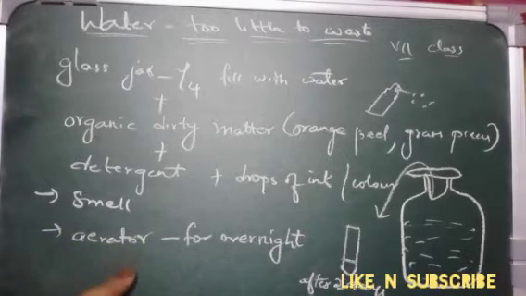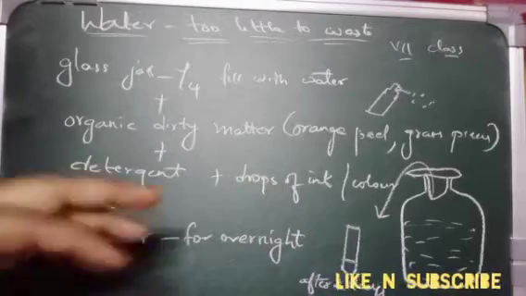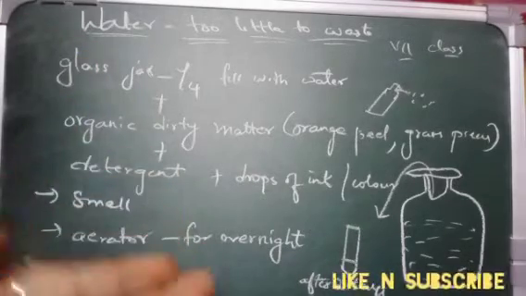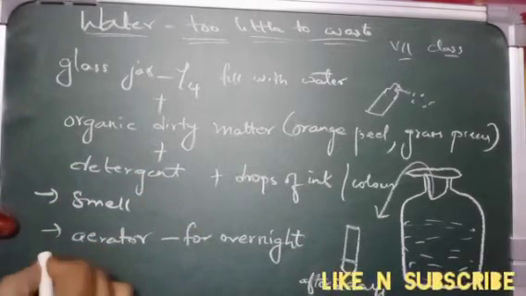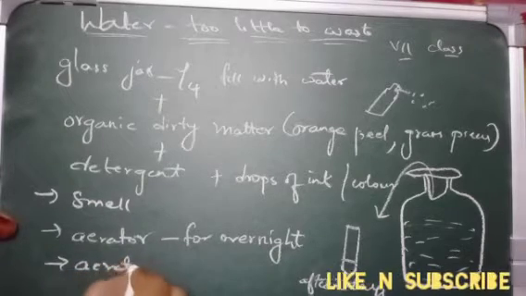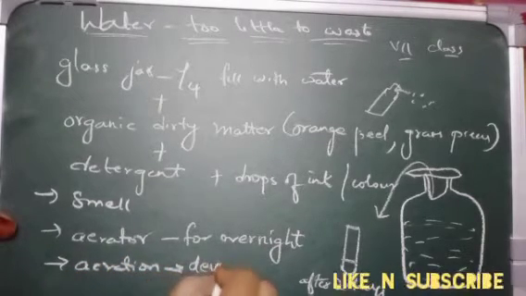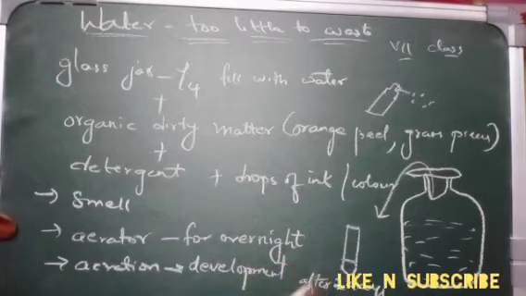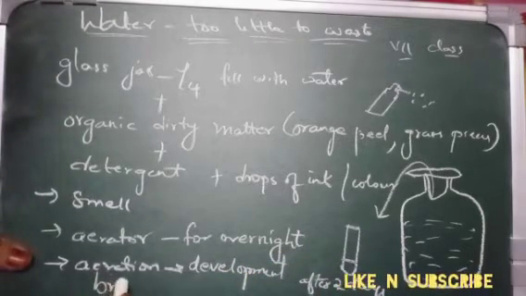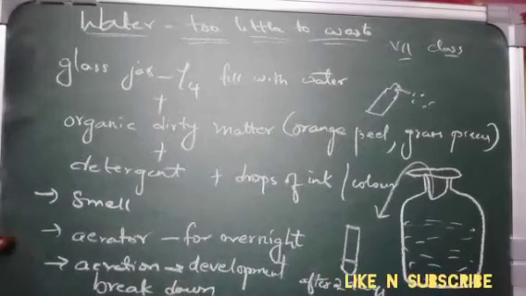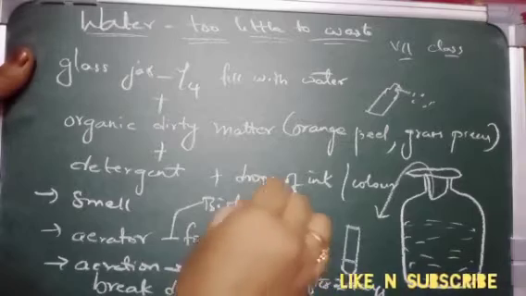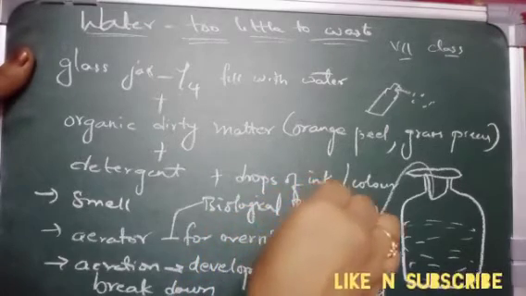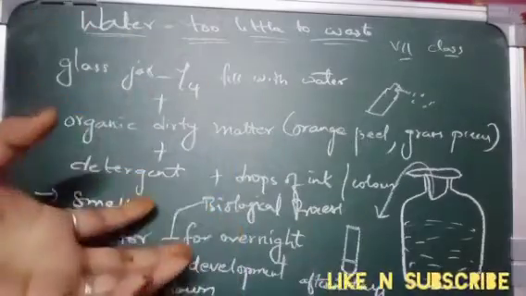Why are we using an aerator? Aeration helps organisms to grow and break down waste particles faster. That leads to the biological process. Aeration helps in the development and breakdown of the particles, which will lead to the biological process. Biological process means nothing but dividing and producing new cells, right?